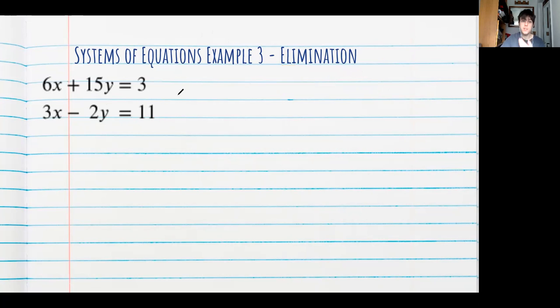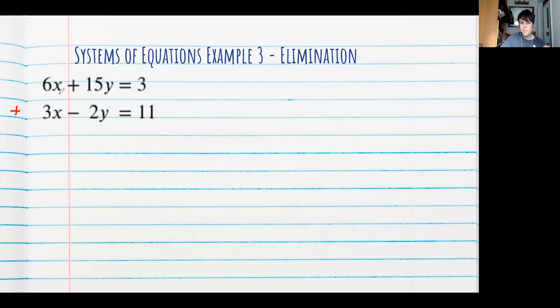That's one of the times we use elimination. But looking at this, if I just add these together, 6x plus 3x, that's 9x. That doesn't get rid of any x's, doesn't eliminate the x variable. 15y plus -2y is 13y, doesn't eliminate the y. So just adding them together isn't going to do the trick. What we need to do is figure out a way to multiply one of these equations by a constant, or maybe both of them sometimes, but in this case just one, so that when we add them together, something's going to cancel out.